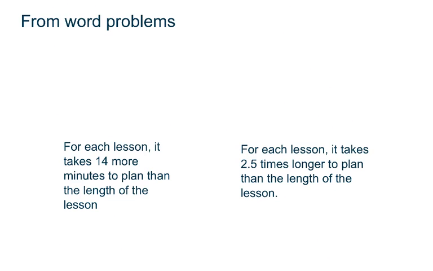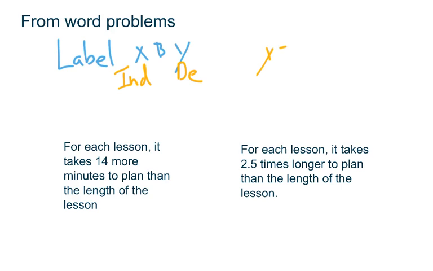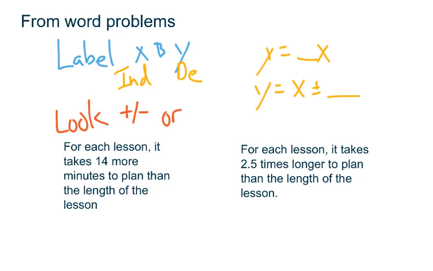Finally, let's look at some word problems. For word problems, we have one extra layer, which is that we need to label and identify x and y. Because you might remember x is our independent variable and y is our dependent variable. We want to make sure that we put these things in the right order as we write our equation: y equals something times x, or y equals x plus or minus something. The other thing we want to do is use our translation skills and look out for the two main groups of operations. Are we dealing with addition, subtraction, or multiplication and division?